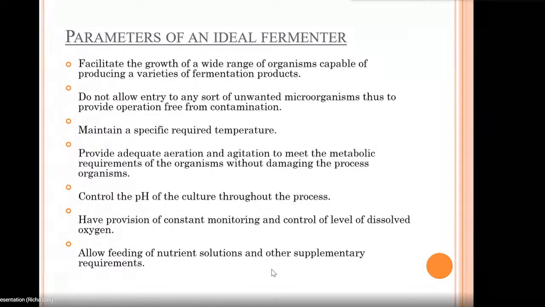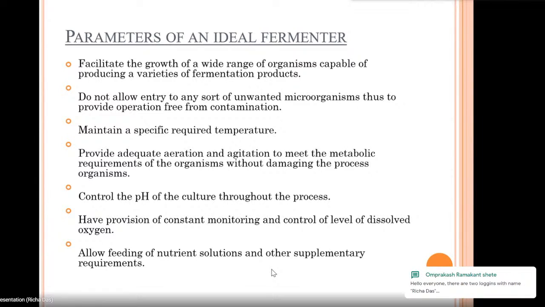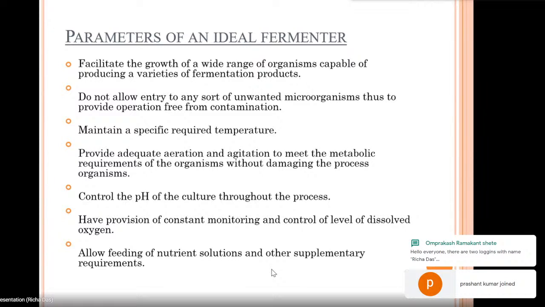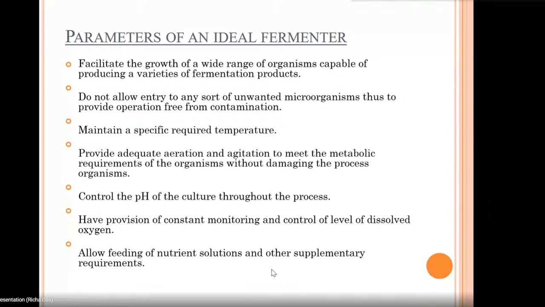Let us suppose that I want to set up an industry, or you all want to set up an industry, and you are going to the market to buy a fermenter. There will be thousands of fermenters. How are you going to decide which is an ideal fermenter? These are the parameters on the basis of which you will decide that yes, this is my ideal fermenter where I want to carry out the process of fermentation.